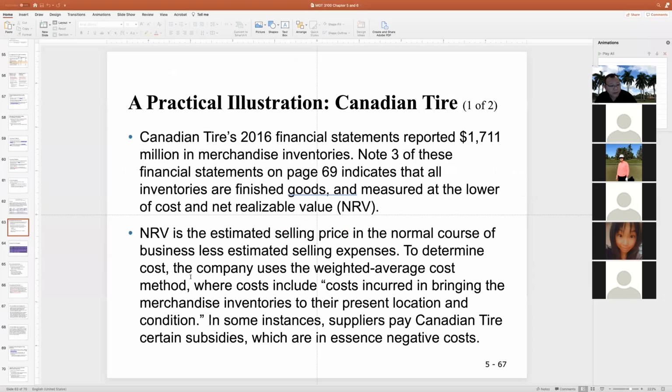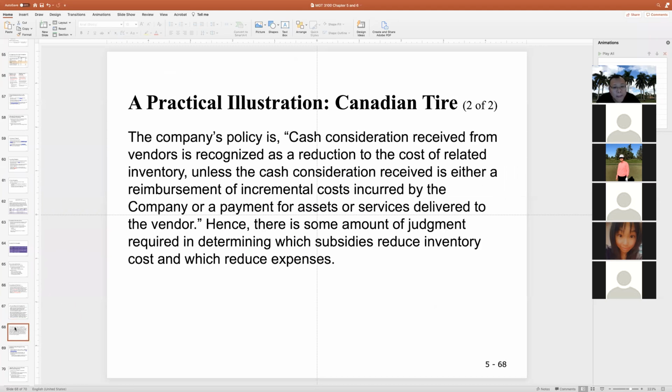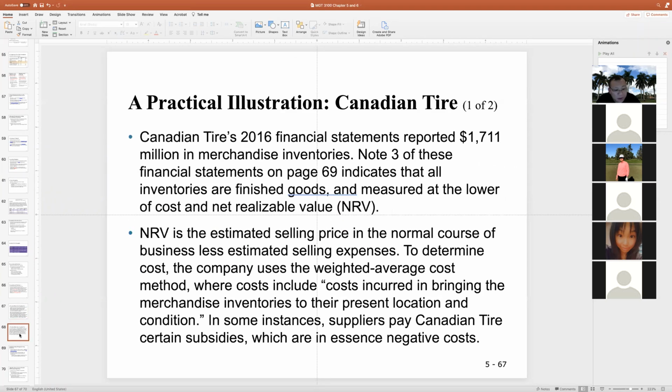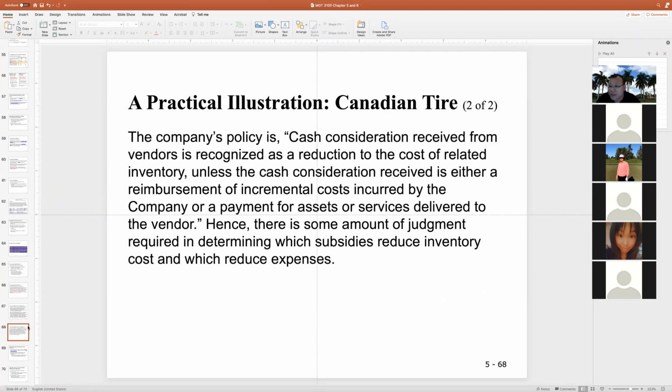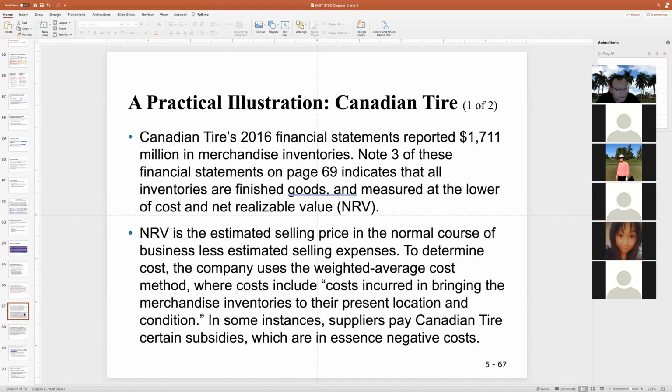Okay, so I'm at 67. This is the practice illustration on the Canadian Tire. I don't have a picture of this, but it's in the textbook. So I'm going to just skip these 2 slides for now. I will bring some pictures from the textbook in another video on this.